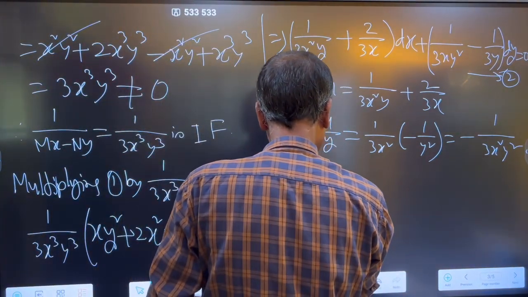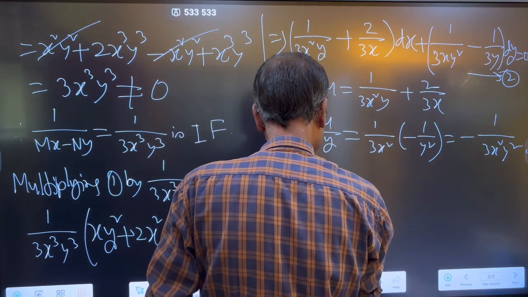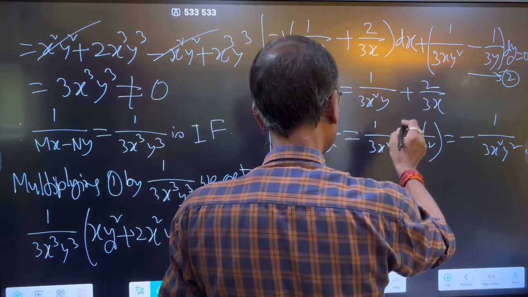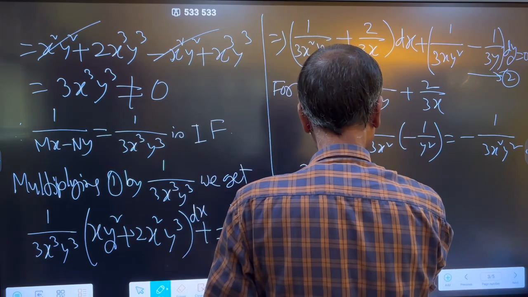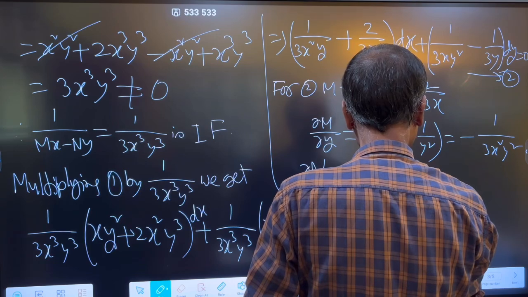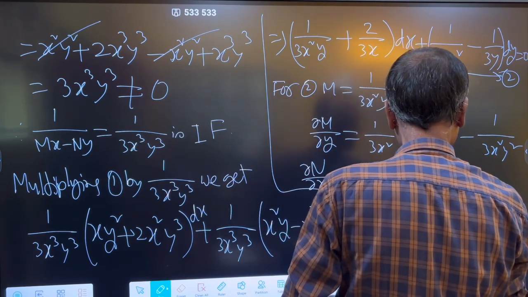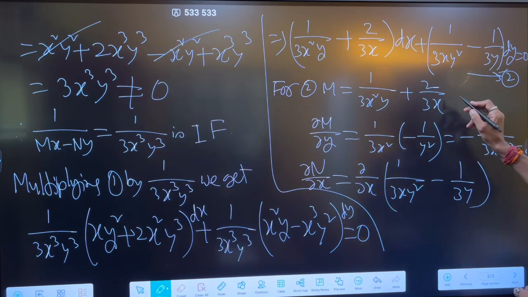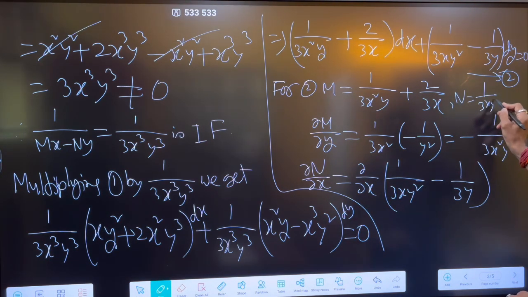Now del n by del x. What is del n by del x? Equal to del x of, what is n? N is equal to 1 by thrice x y square minus 1 by thrice y. For 2, m is equal to this, you may write n is equal to 1 by thrice x y square minus 1 by thrice y.